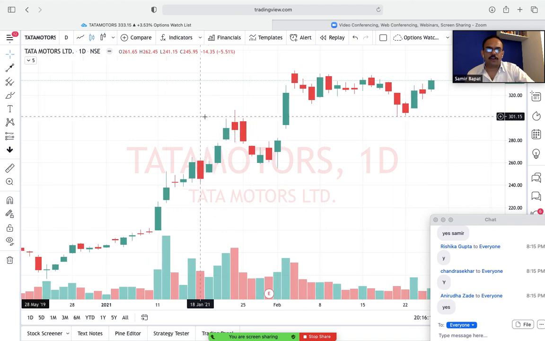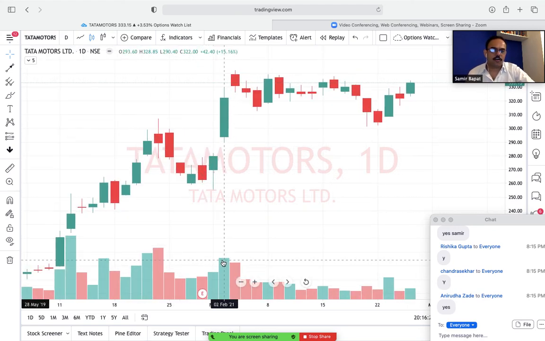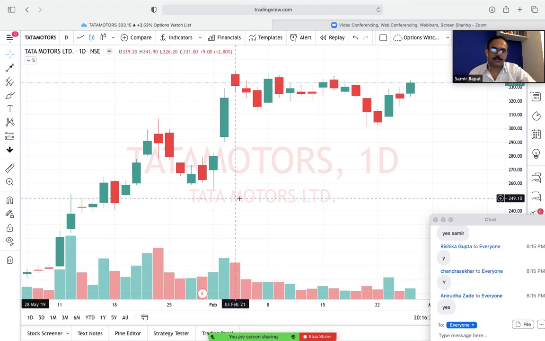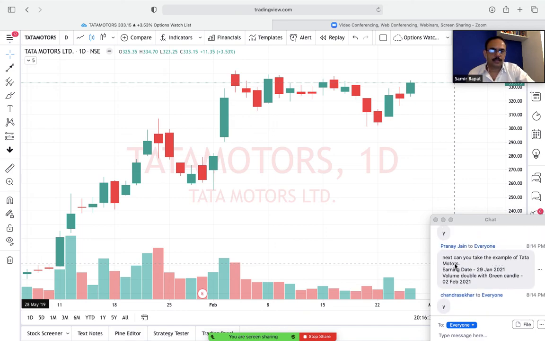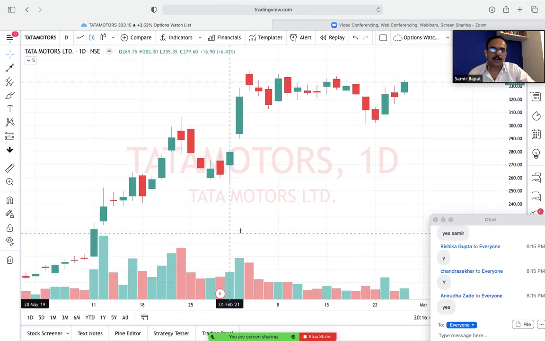No, this will not count actually, because this is not the double of the average of these volumes. This is almost equal to this volume. So this is not the double of the average volumes preceding. Will not take this. Pranay, is it okay? This is not double the preceding. It has to look double. There are a lot of candles in this.